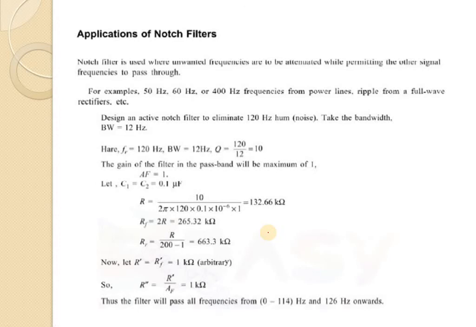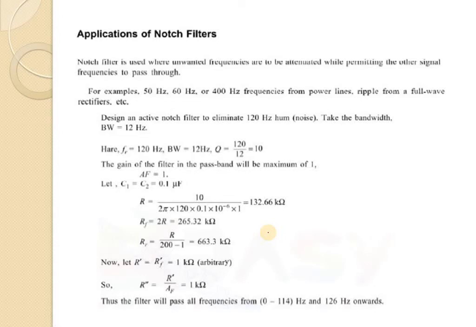And application of notch filters. Notch filters are used where unwanted frequencies are to be attenuated while permitting the other signal frequencies to pass through. For example, 50 Hz, 60 Hz or 400 Hz frequencies from power lines, ripple from a full-wave rectifier, etc.